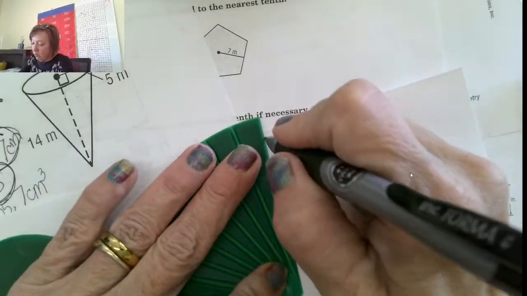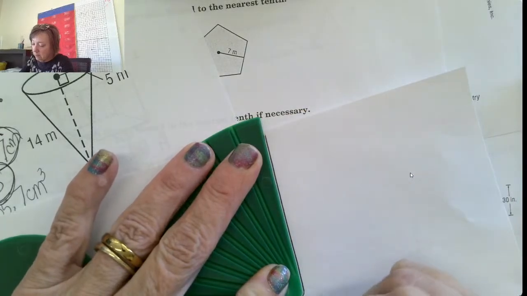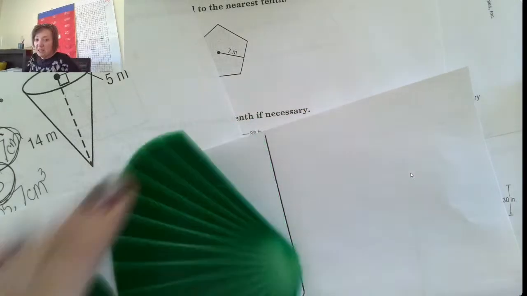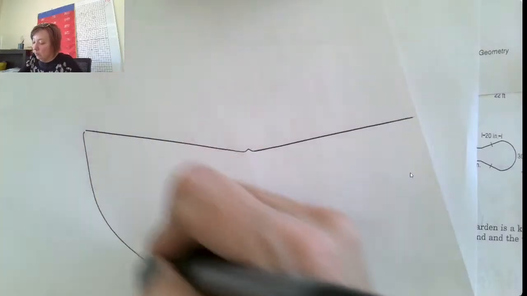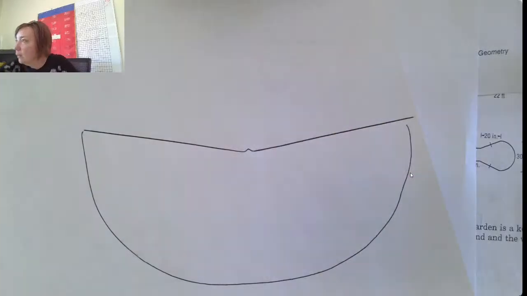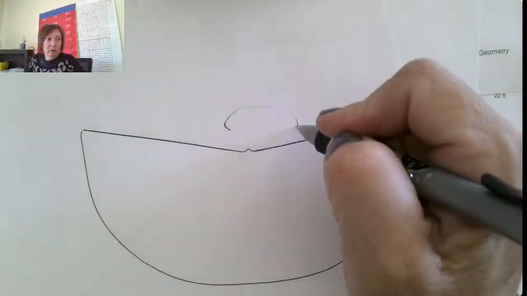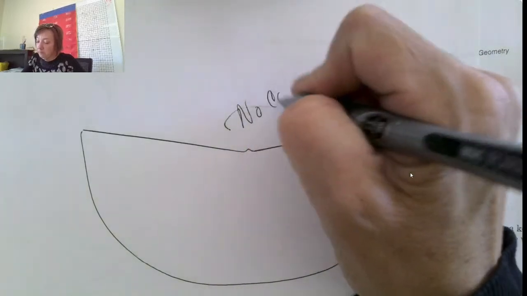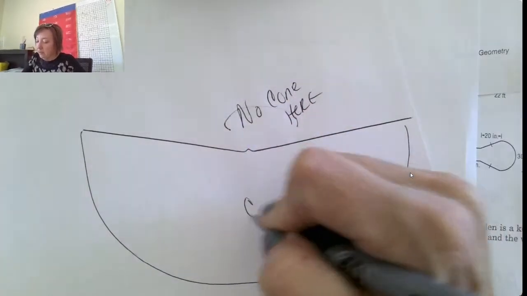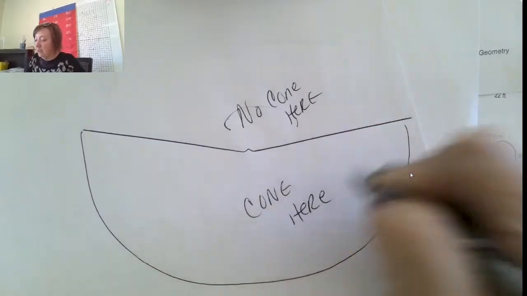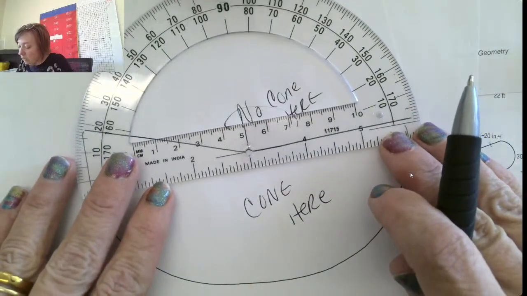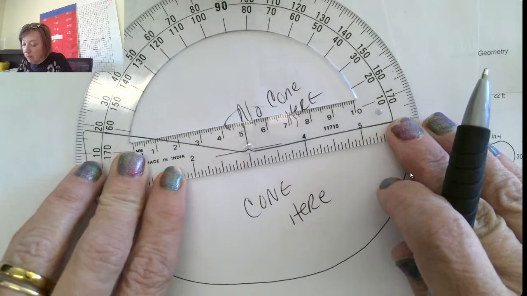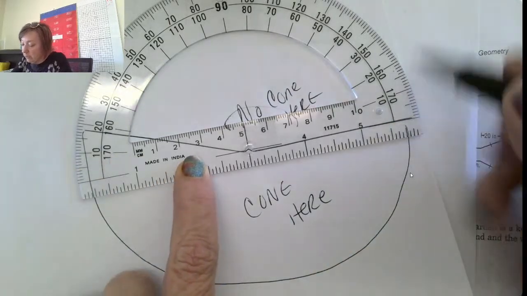I'm going to draw this angle out. Okay, so that's the angle that the cone makes right there, right? This is the cone piece. This is the non-cone piece. This is absence of cone. No cone here. No cone here. Cone here. Okay? So if I measure this angle, that is no cone here. So I measure from this side over here.